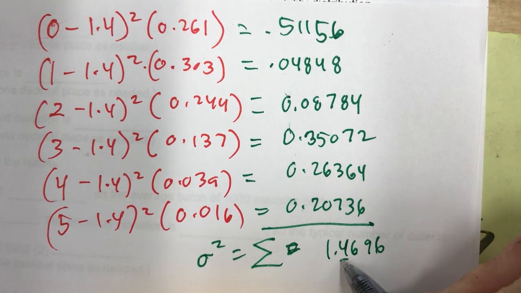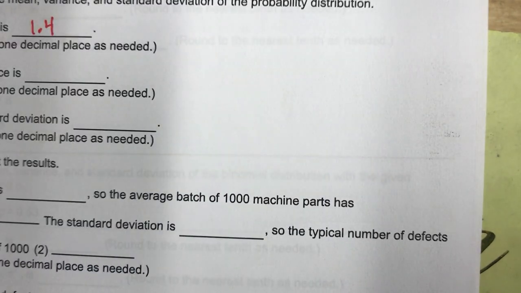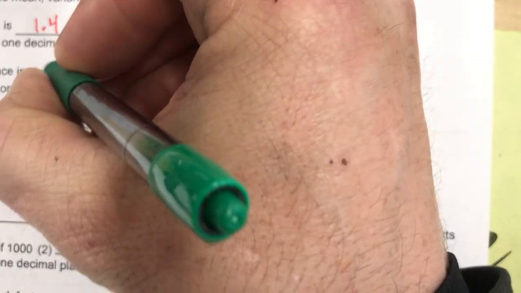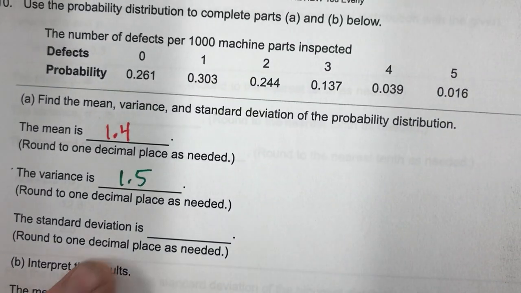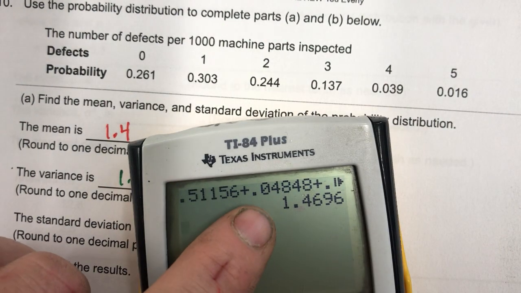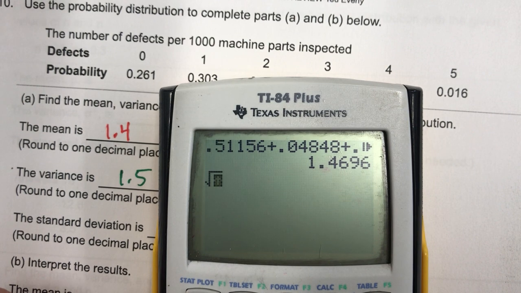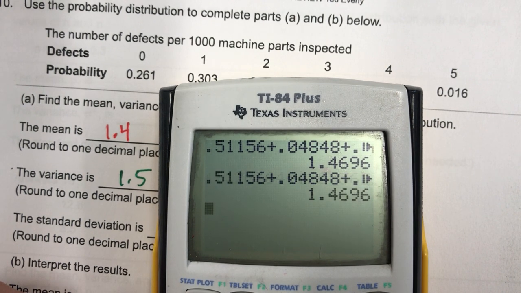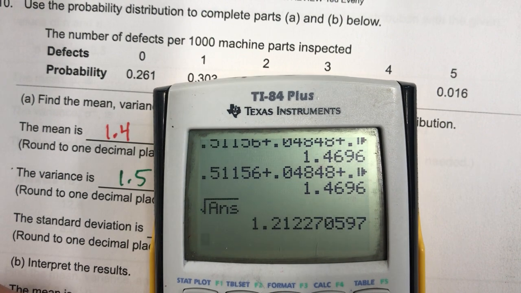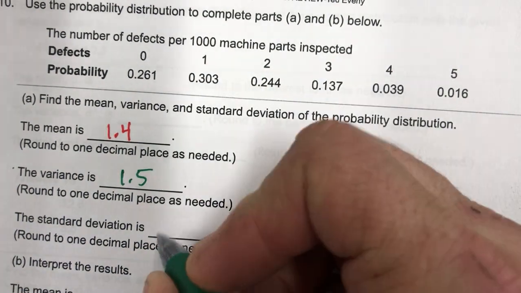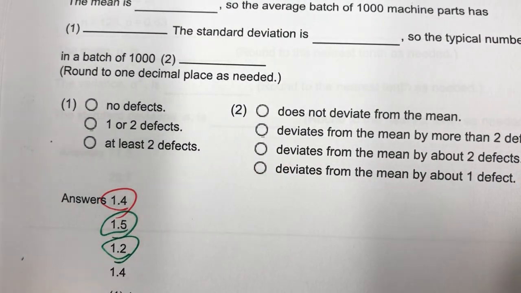Now if I round that to 1 decimal place, I get 1.5. So 1.5 is my variance. Look there, we got it. We're in good shape. Now my standard deviation, I'm going to keep this on here and use that to calculate the standard deviation, which would be the square root of that answer. The square root of that answer is 1.2. Okay, and look here, we got 1.2 down there. We're in good shape.